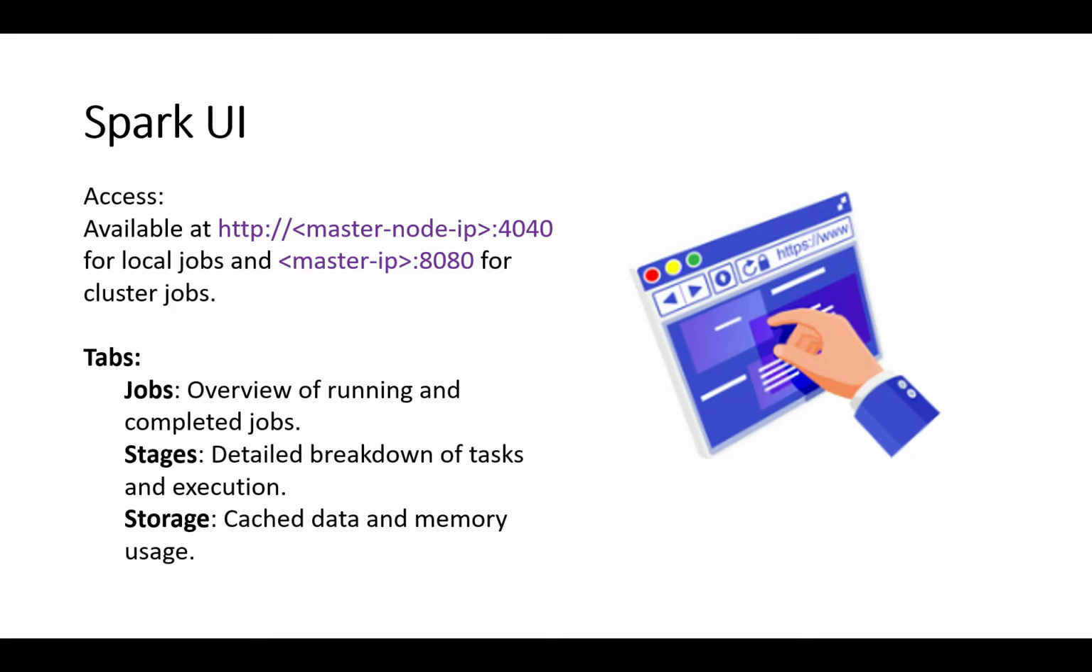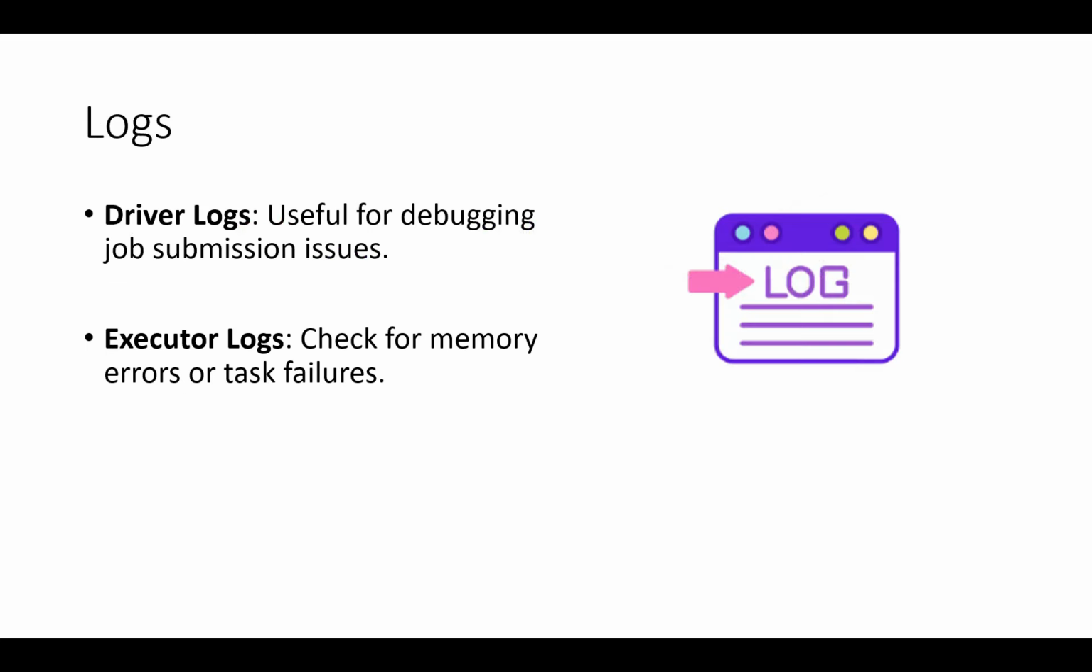Plus there is a tab for stages, which is a detailed breakdown of tasks and execution. So one job can have multiple stages, each stage can have multiple tasks, and those tasks are getting executed on the executor, which is ultimately using some memory. So all of this information, top down, can be looked at in the Spark UI. Okay, that is one of the easiest ways to debug and monitor.